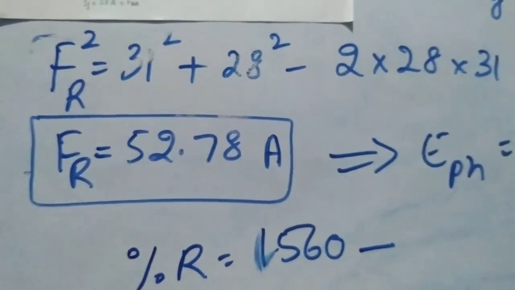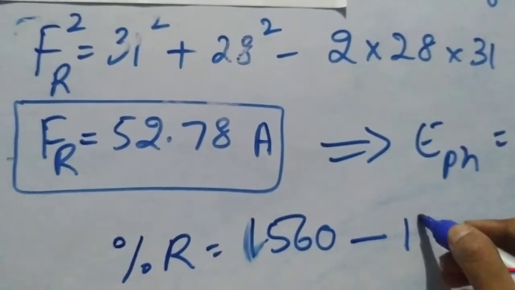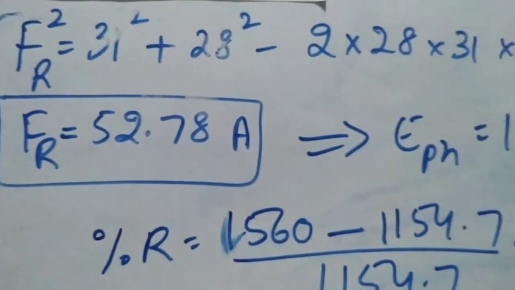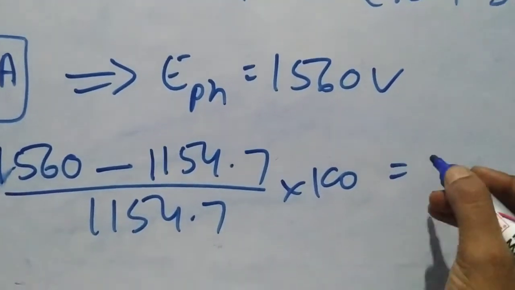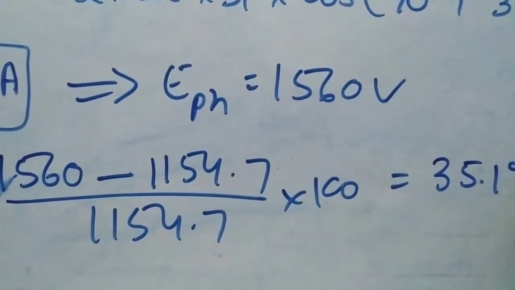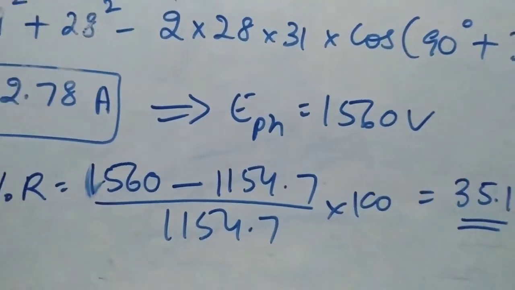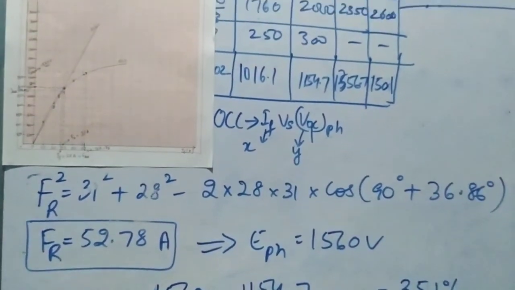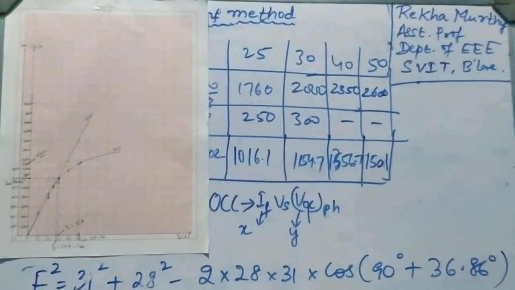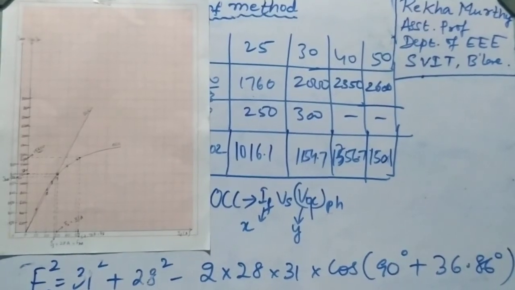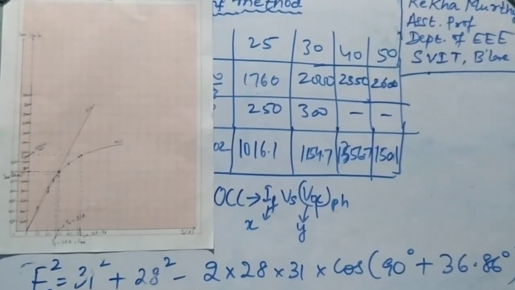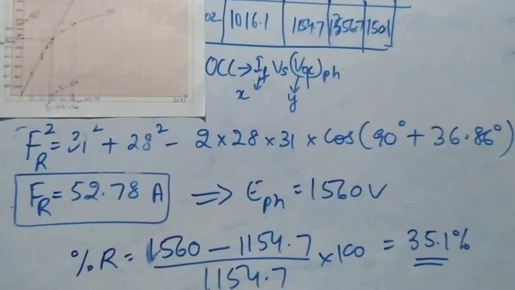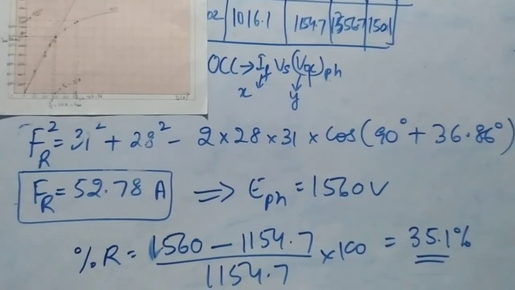So we substitute in the percentage regulation: 1560 minus the V phase which we have got, that is 1154.7, divided by 1154.7, multiplied by 100. So we get the value as 35.1%. This will be the regulation using the MMF method. You can observe that in the previous EMF method we got a higher regulation, around 78% for the same problem. Similarly here for the MMF method we can see there is a further reduction in the regulation, so it is found to be the most suitable method for an alternator.